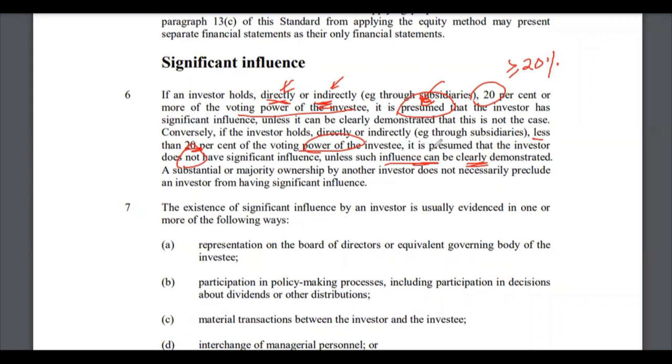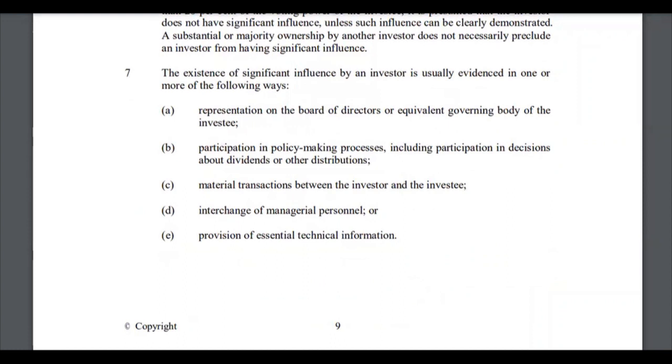But then as an accountant, how are you going to judge that, right? The standard actually has a guide on that, and it will tell you what factors to look for. The existence of significant influence by an investor is usually evidenced in one or more of the following ways, right?